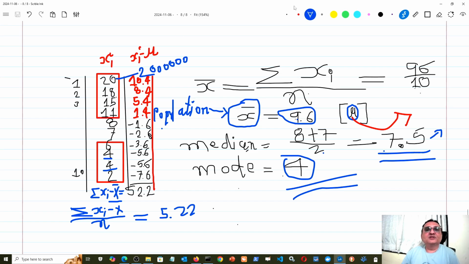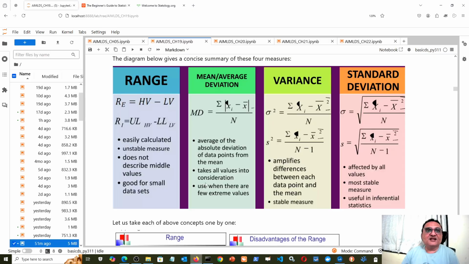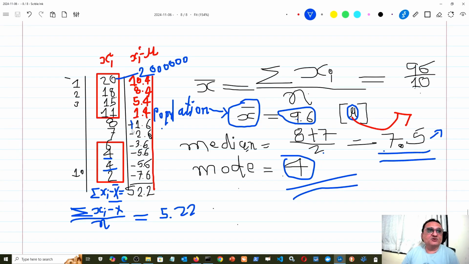So these are the values, but the definition says that you have to take the absolute difference between the observation and the mean value. So that means you will treat these as positive, these also positive, and these also. And then add all this. So if you add all this column, the xi minus mu column or xi minus x bar column, then sigma xi minus x bar will come out to be 52.2.